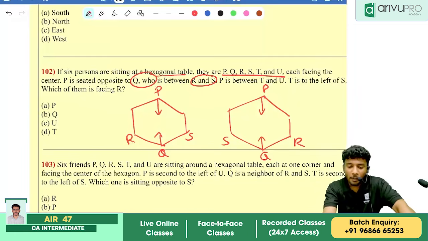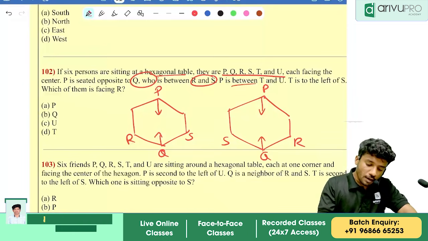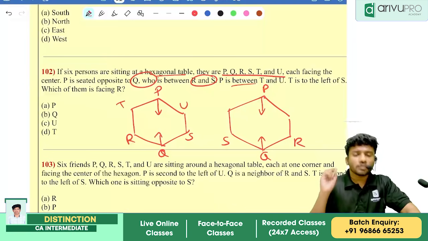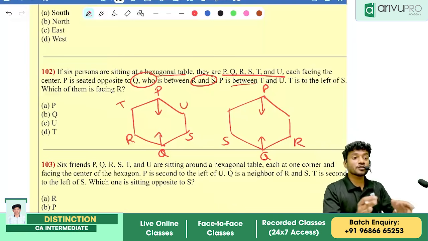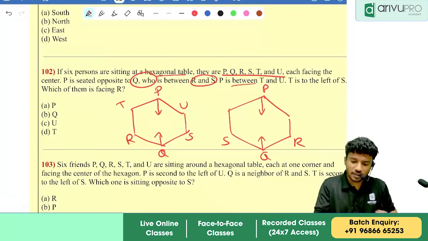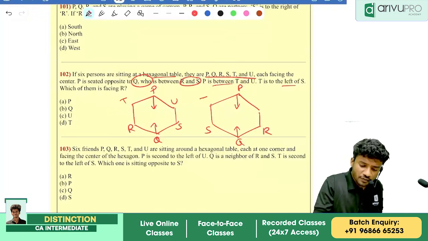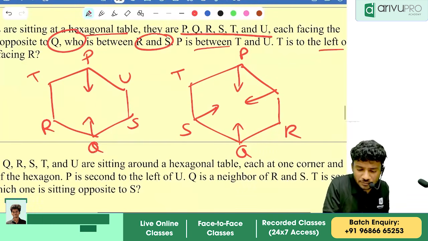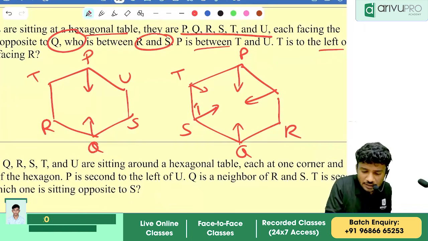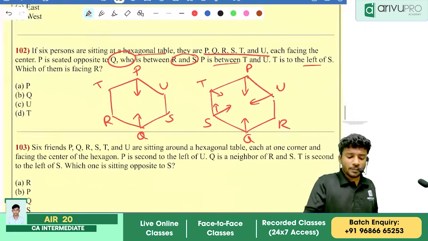Then P is between T and U. P is between T and U means TU is a possibility. Actually, we should draw one more picture, and then UT. We will check: T is to the left of S. T is to the left of S means, check this. Is this correct? Yeah, left hand side. T is to the left of S and U will be over here.